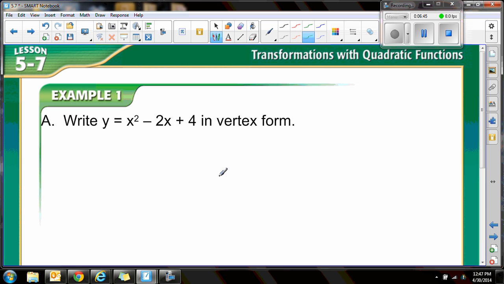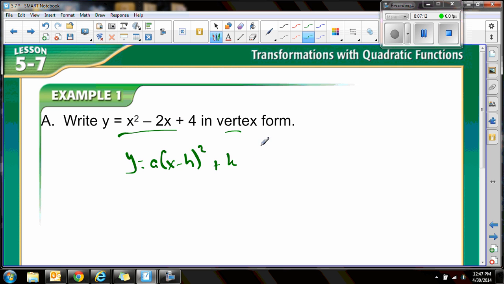Alright, let's try another one. Here's the way we have been dealing with parabolas. This is called standard form. Standard form is good for finding y-intercepts pretty quickly, but it's not nice to help me figure out where I need to move my parabola in a quick fashion. So I want to convert it to vertex form, which is y equals a x minus h squared plus k.